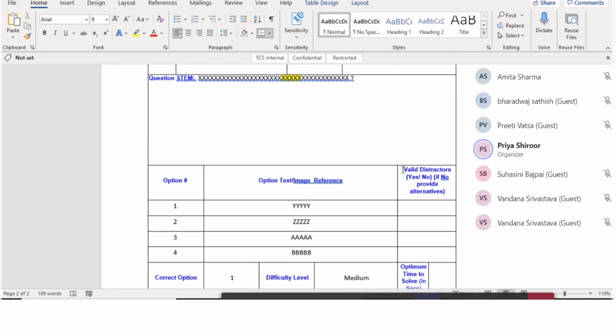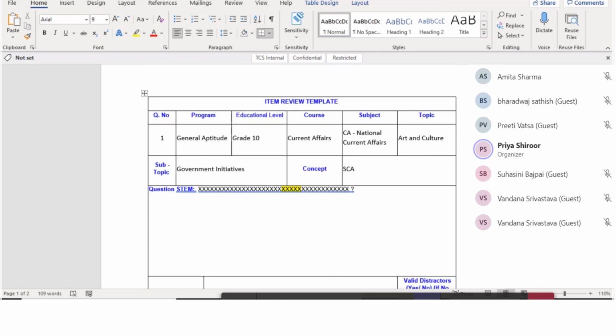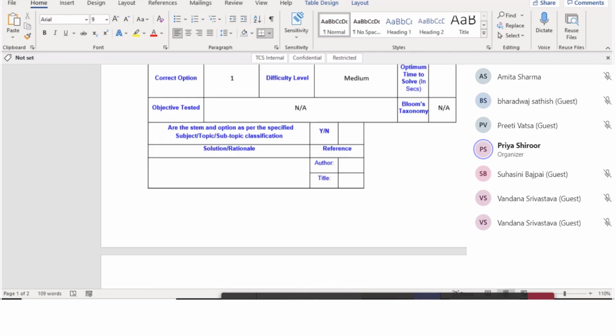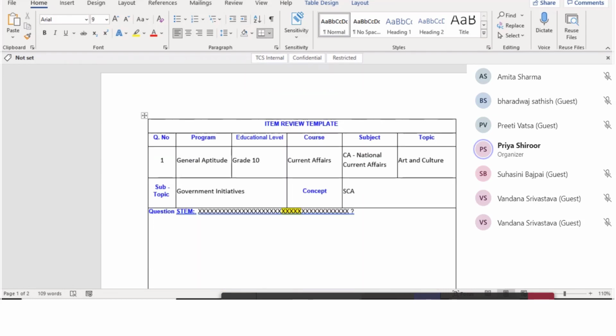So that is all about this template. I wanted to share that, so when you get the template, you are not confused about so many boxes, what to fill and all. So I just wanted to take you all through this template. Any questions, anybody?